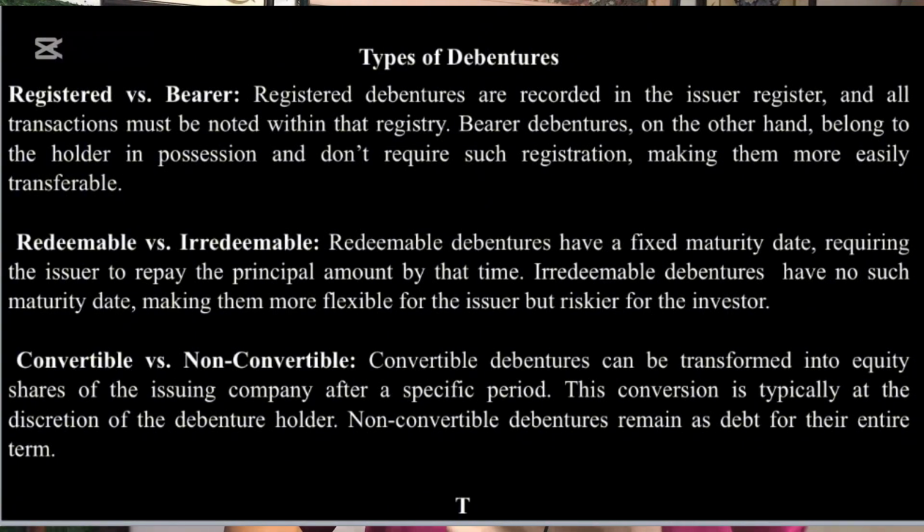Registered debentures are recorded in the issuer's register, and all transactions must be noted within that registry. Bearer debentures, on the other hand, belong to the holder in possession and don't require such registration, making them more easily transferable. And we also have redeemable versus irredeemable. Redeemable debentures have a fixed maturity date requiring the issuer to repay the principal amount by that time. The irredeemable have no such maturity date, making them more flexible for the issuer but riskier for the investor.